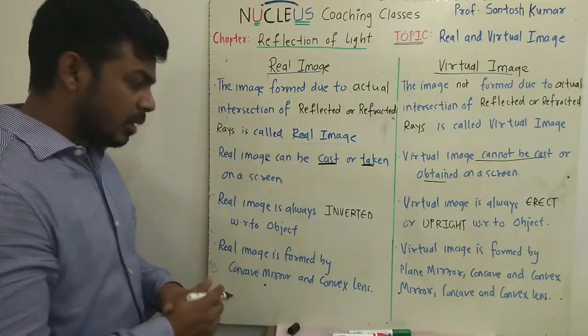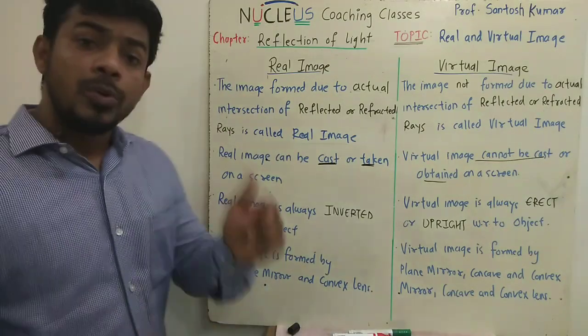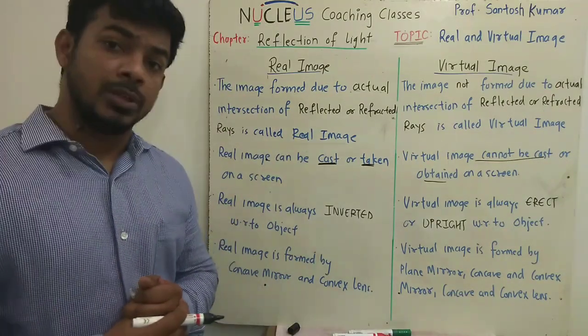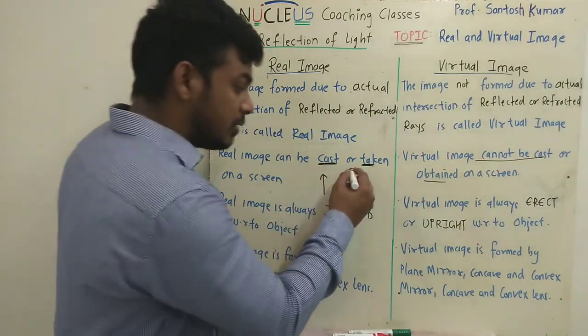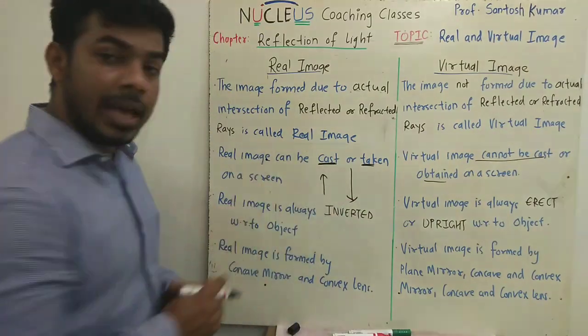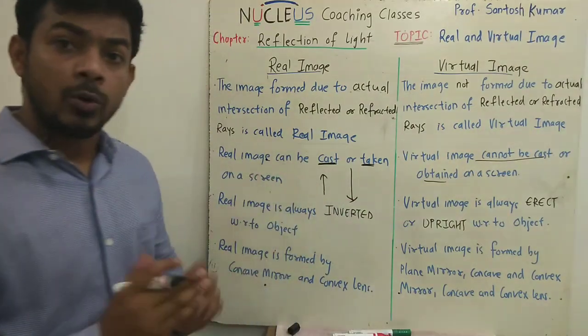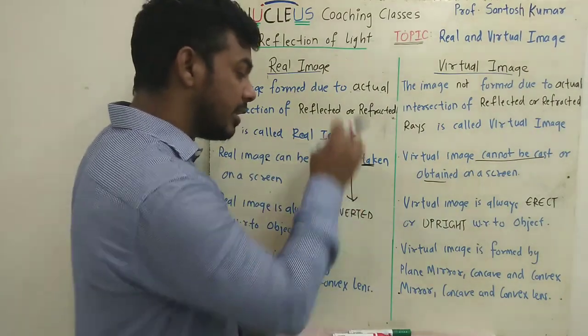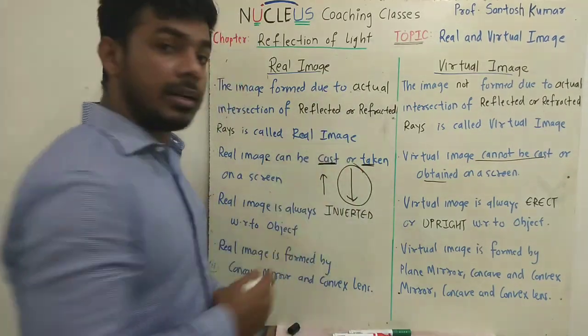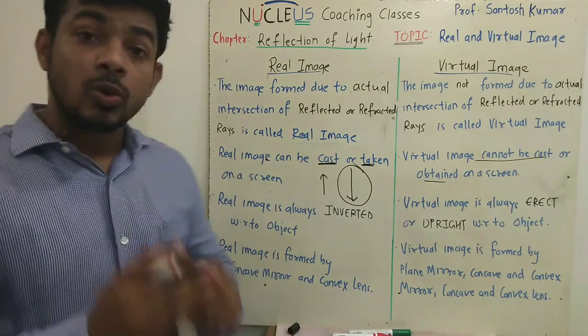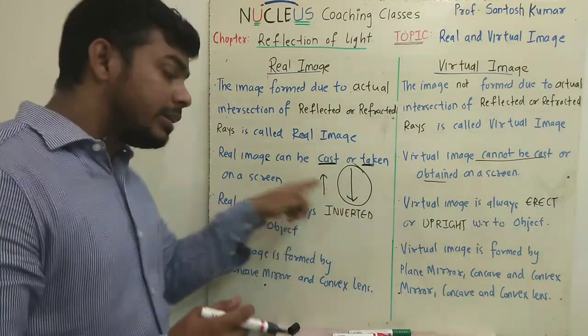Further, a real image is always inverted with respect to the object. What I mean to say is, if this is the object, the image will always be inverted. You can see the object has its arrow in the upward direction, whereas the image has its arrow in the downward direction. So we can say this is inverted. So a real image is always inverted with respect to the object.